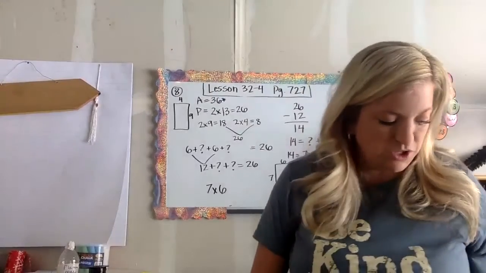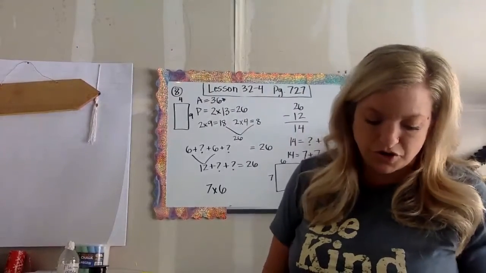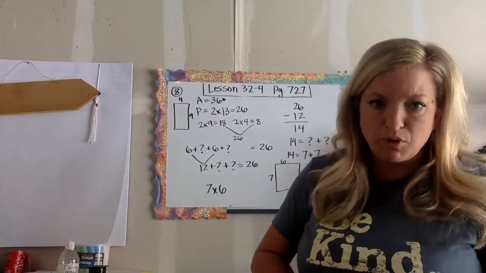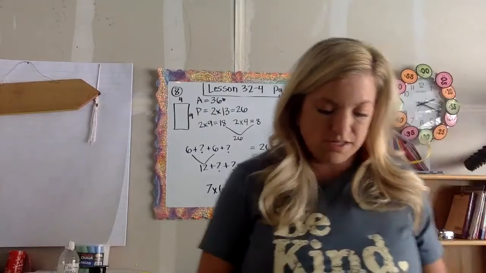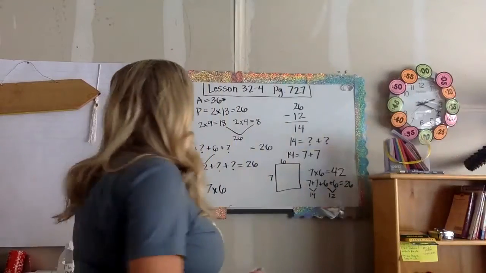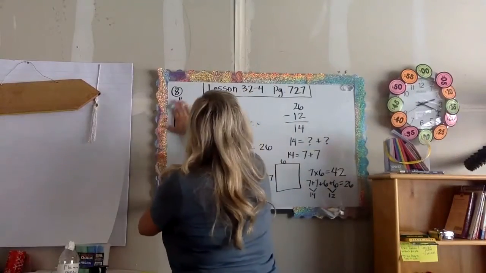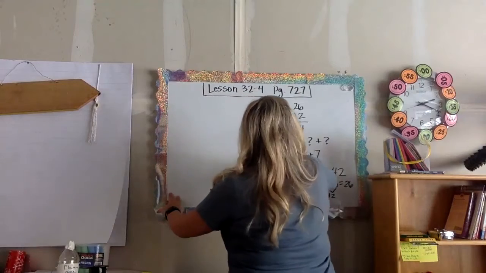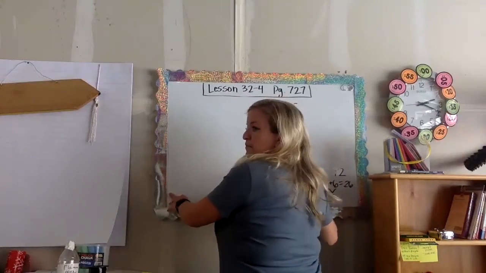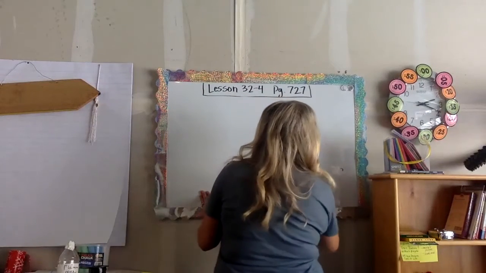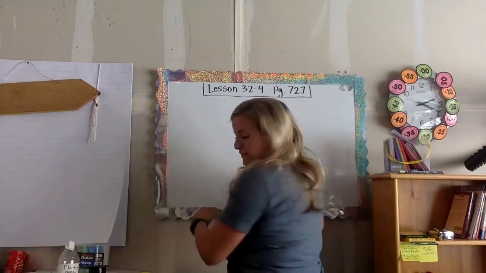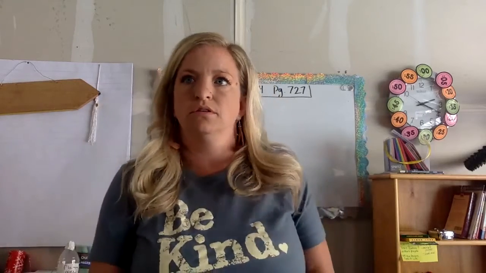All right, we are done with that, and we're moving on to the green, which is page 731. So problem number 1, if you need to erase or write down what I've written, go ahead and do so. Okay. All right, let's see.